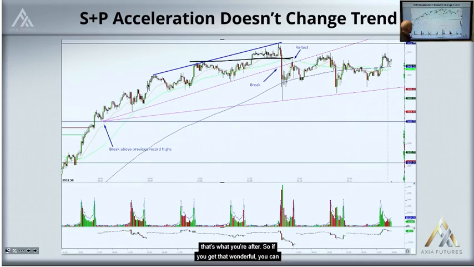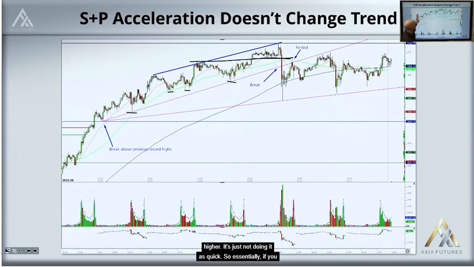So if you get that, wonderful. You can start looking at these previous lows as your areas to break. And you get that. We break most of them, and this is what's crucial. We do not break all. So if you can't break all, what this is showing is that this is still a market that is progressing higher. It's just not doing it as quick now.